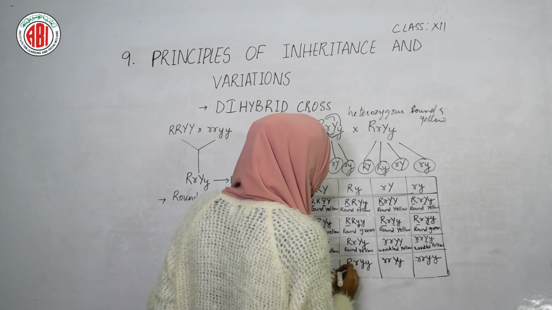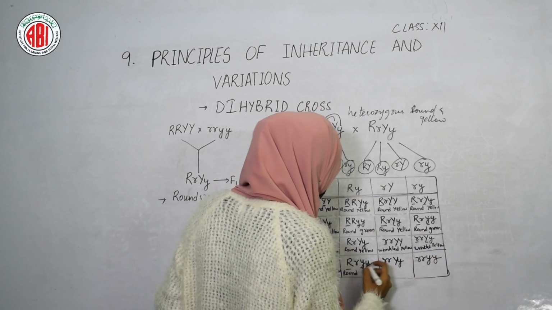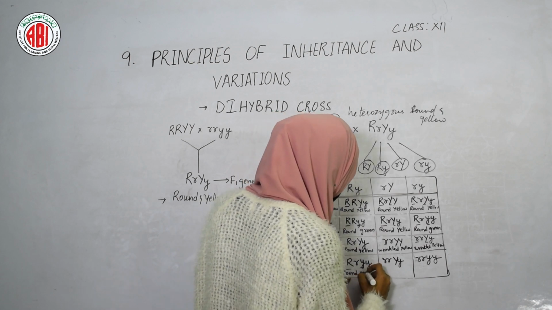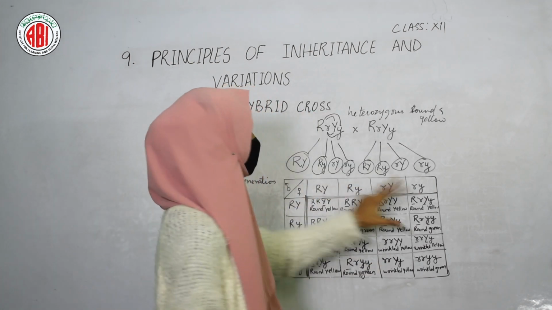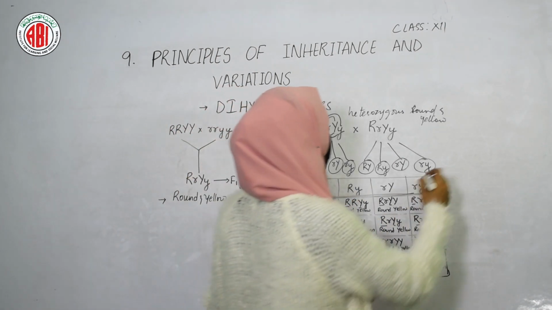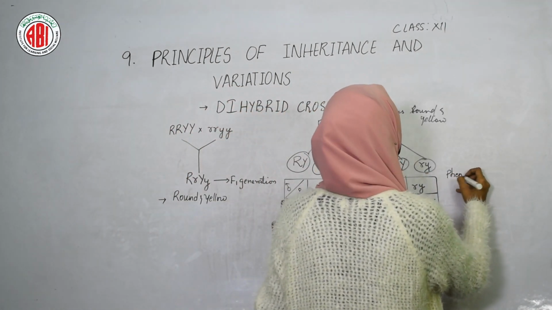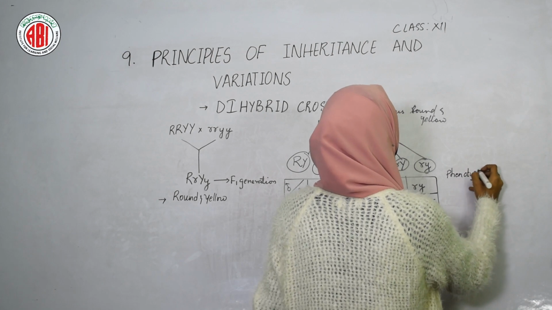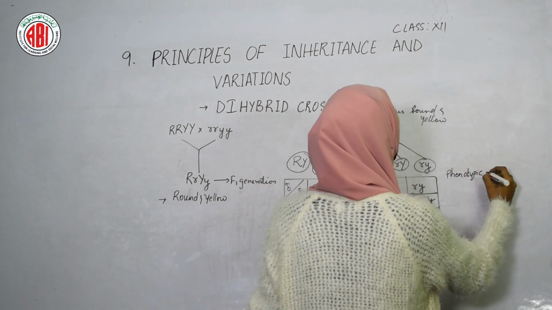Likewise, we have to write the characters that are expressed by the different offsprings of the F2 generation. So these are the 16 offsprings that are produced in the F2 generation. Now let us see the phenotypic ratio and the genotypic ratio of the F2 generation in the dihybrid cross.